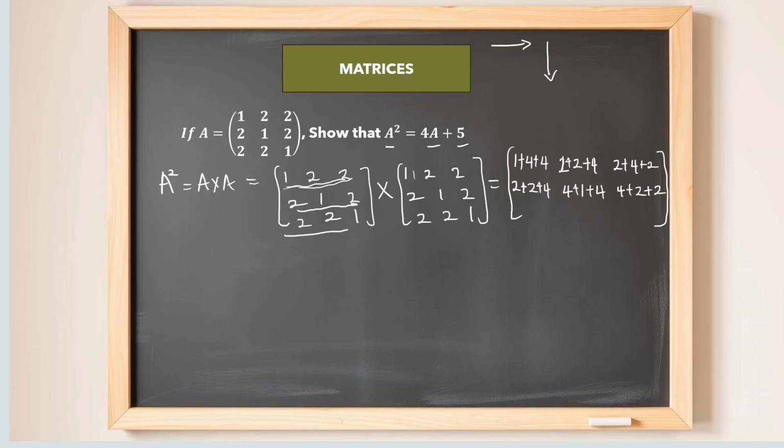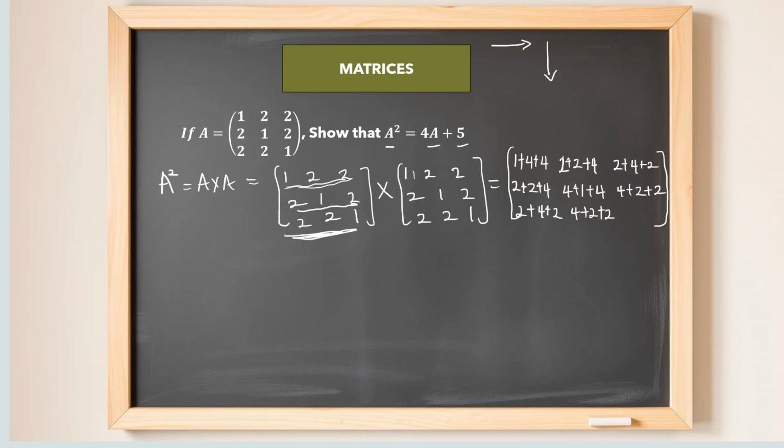Now for the last row. I'm going to use this last row to multiply this column, and also this column and the last column too. Now 2 multiplied by 1 is going to be 2, 2 multiplied by 2 is 4, and 1 multiplied by 2 is 2. And here, the same thing. 2 multiplied by 2 is going to be 4, plus 2 multiplied by 1 is 2, and 1 multiplied by 2 is 2.